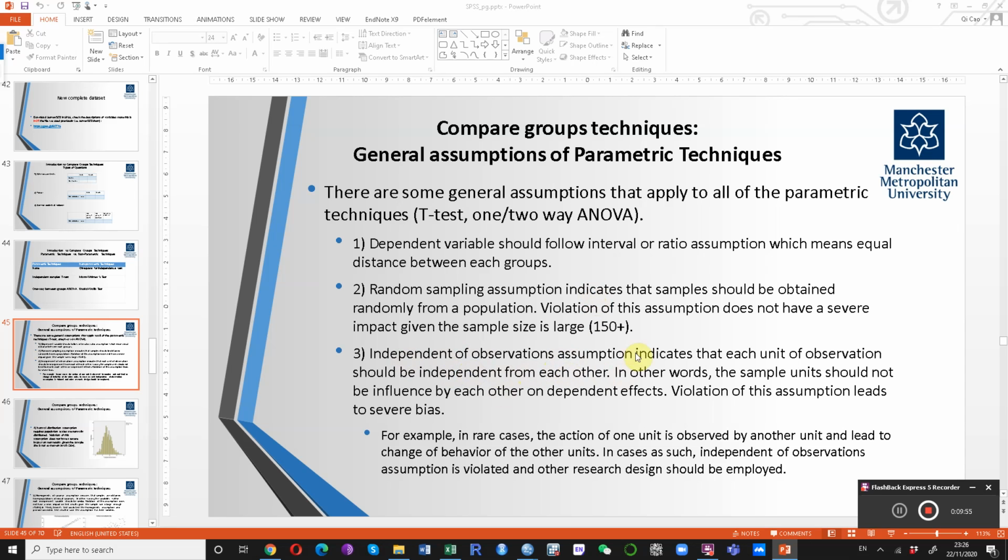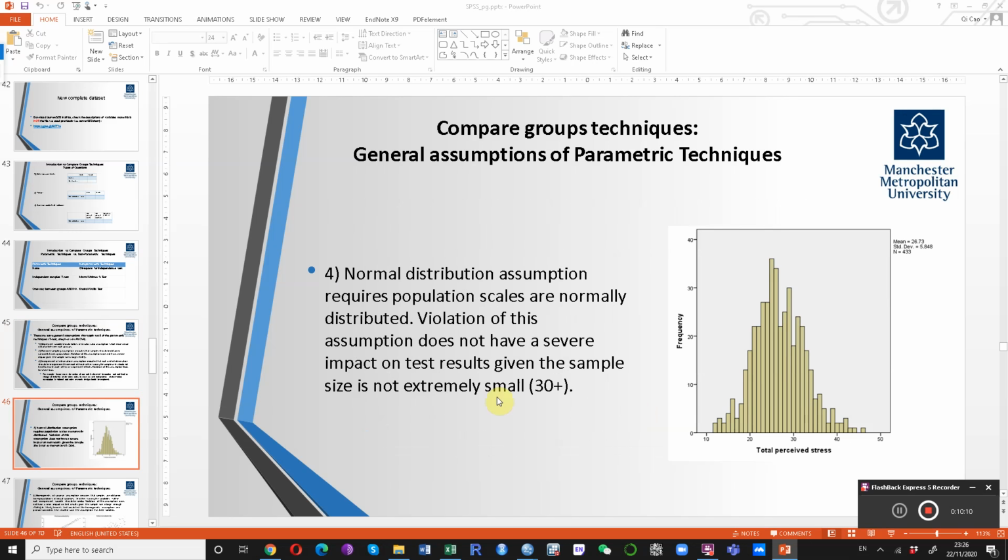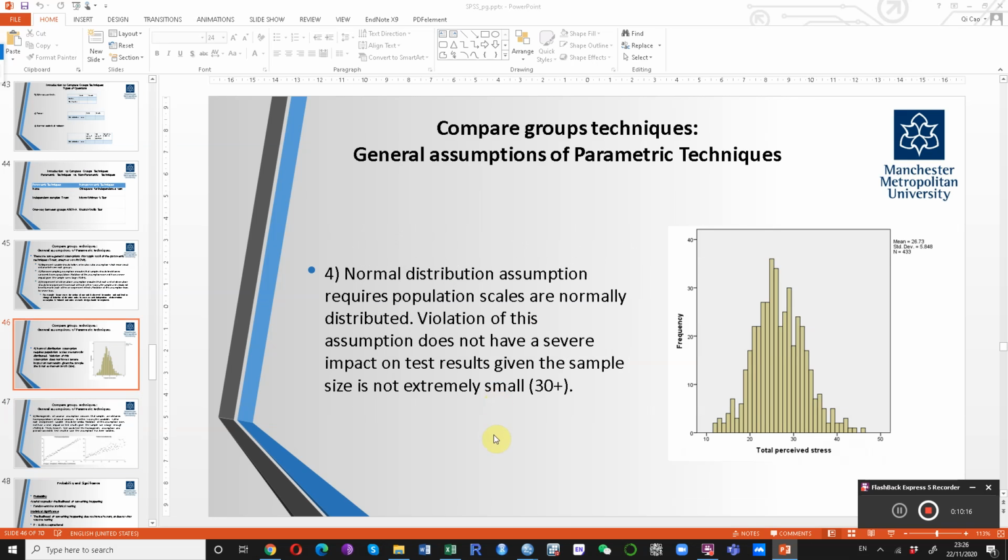The independence of observations assumption is basically that your samples are independent from each other, which is the case most of the time, but of course there are cases where your samples are influencing each other. The most important ones are assumption 4 and assumption 5. Assumption 4 is the normal distribution assumption. When we talk about a distribution histogram, we talk about a bell-shaped distribution, and that is the normal distribution assumption for your dependent variable if you're going to use parametric tests.